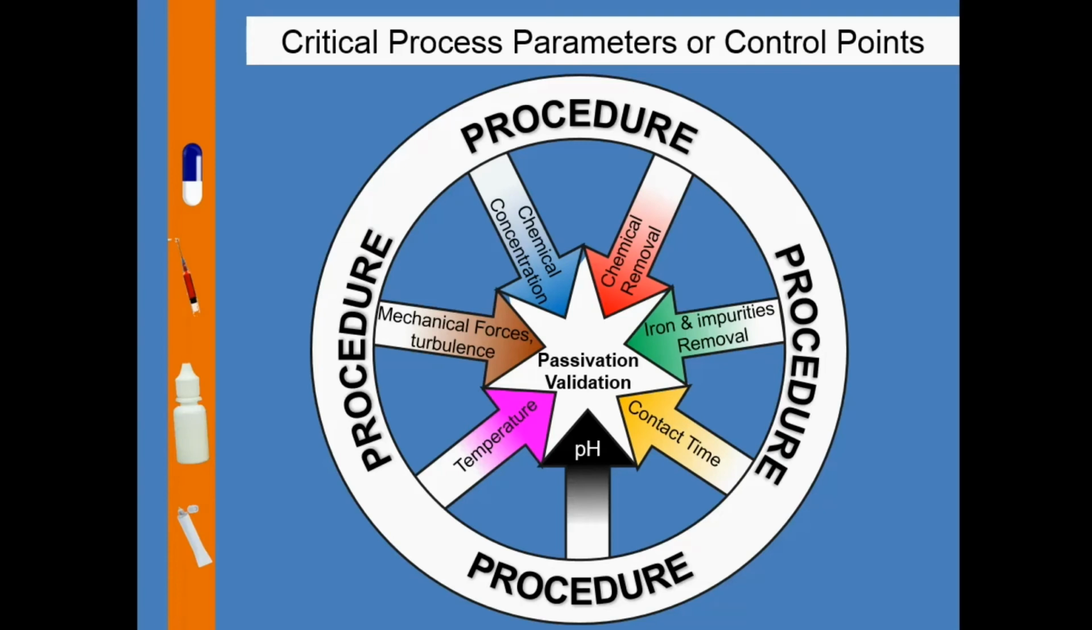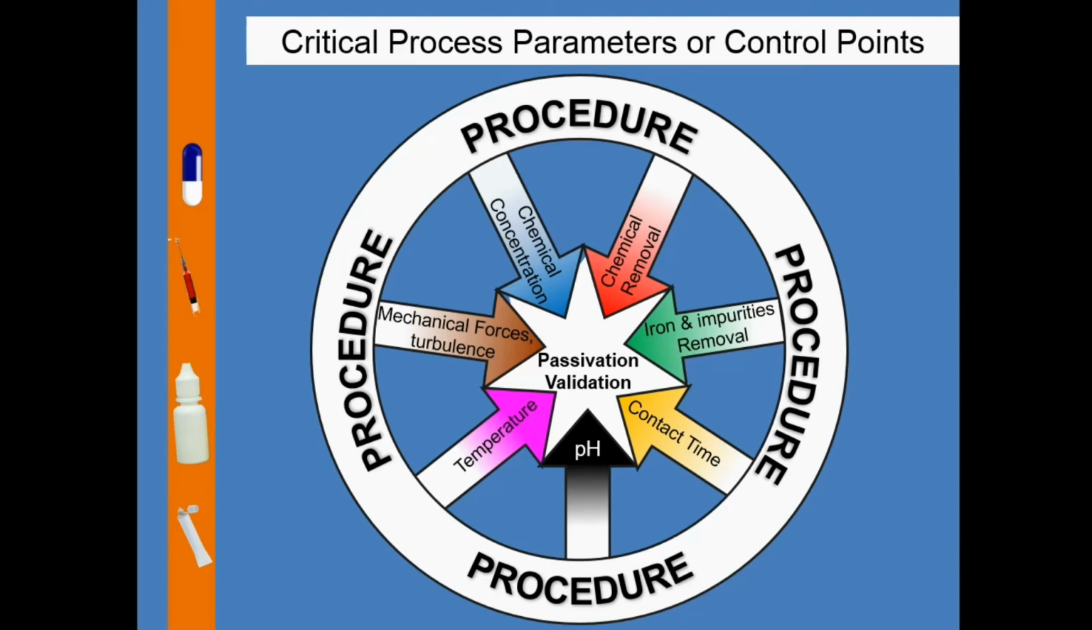Chemical concentration. Keep in mind that cleaning is more like a kitchen recipe than a chemical analysis. We don't need high precision when we are preparing the cleaning solutions. Chemical removal. We can choose a specific method to measure a compound or use a quantitative indicator like conductivity or total organic carbon, or TOC. Any passivation test identifies free iron removal. Other impurities need specific methods to confirm that have been removed.